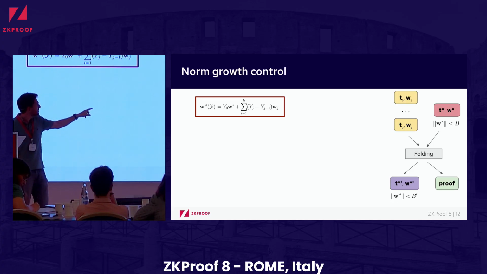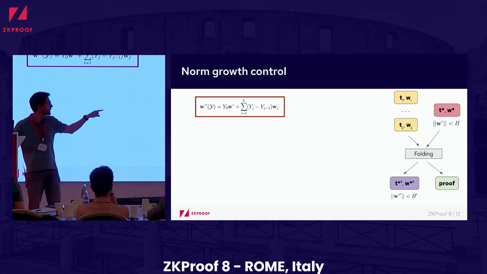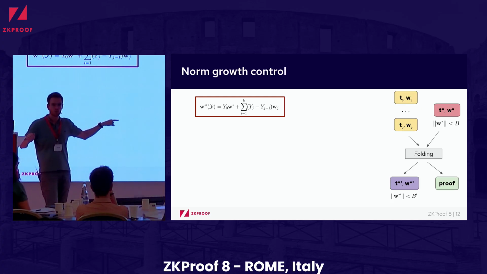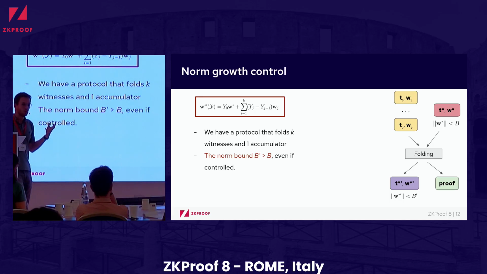So if you look at the diagram on the right, we are going from an accumulator that is bounded by b to an accumulator that is bounded by b prime, where b prime is larger than b. So if we want to build IVC and continue folding, we need a way to control this and to bring our accumulator back to the original norm.